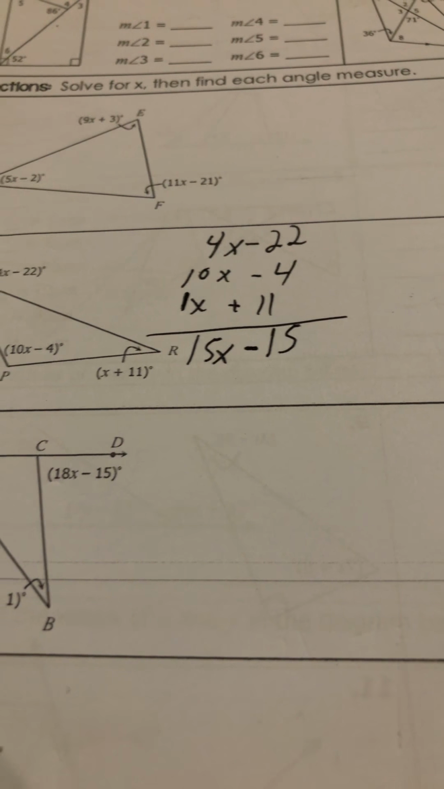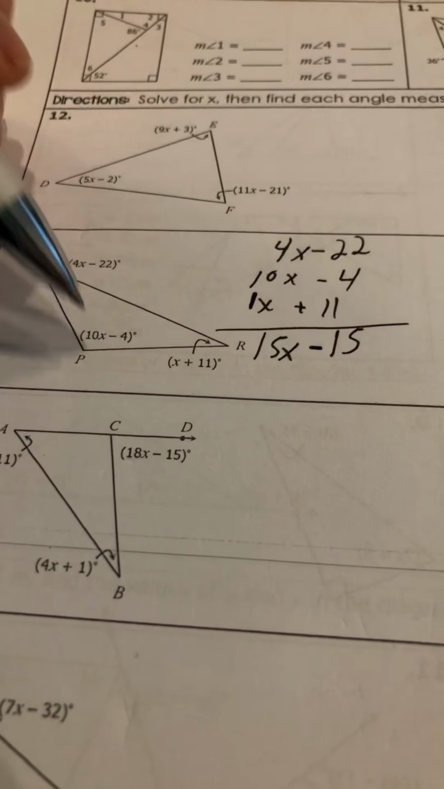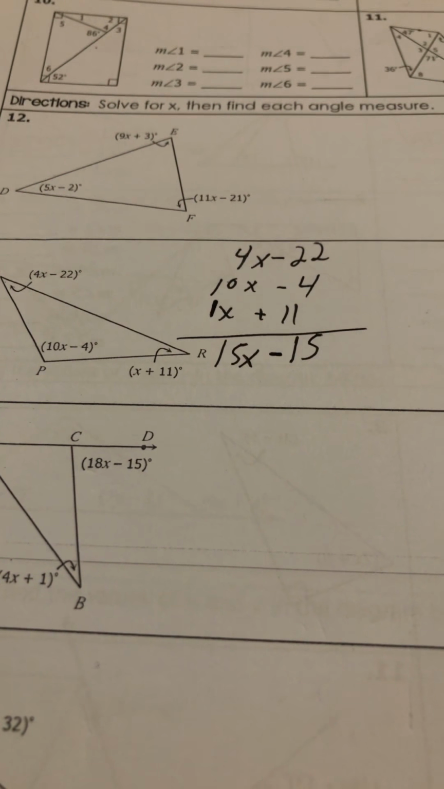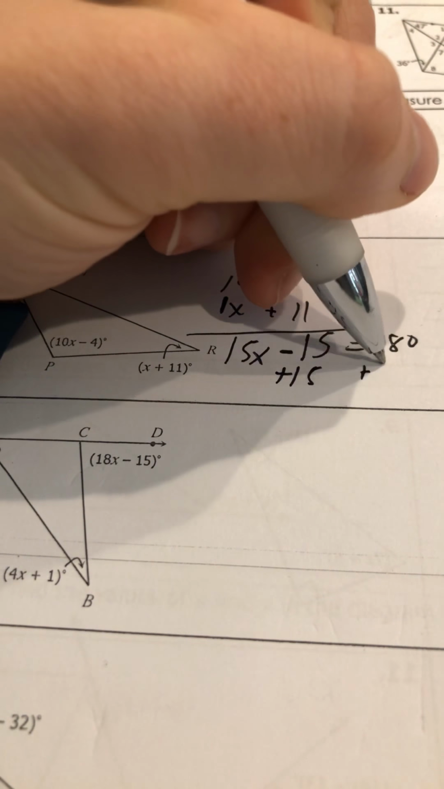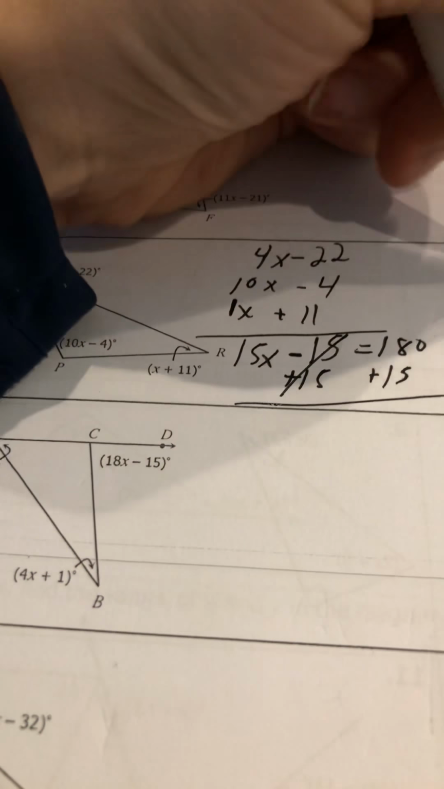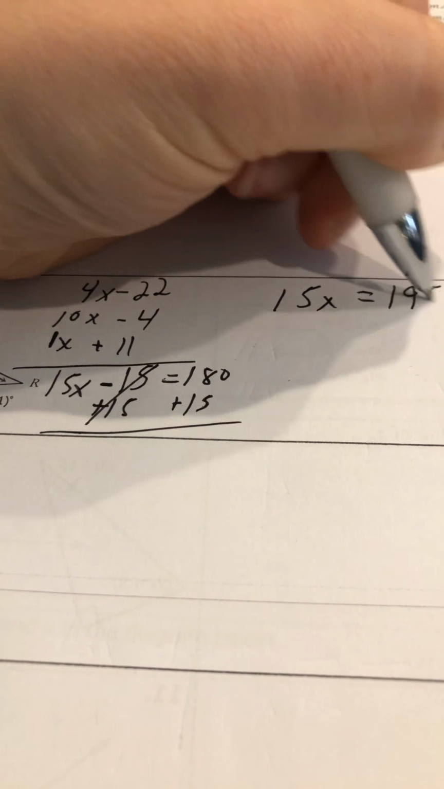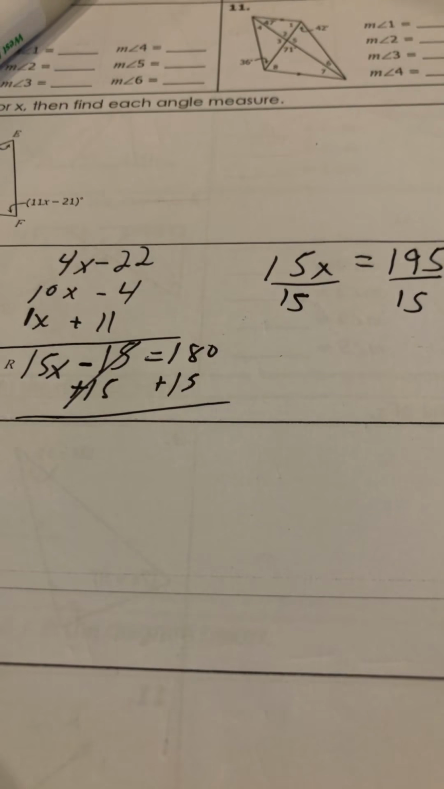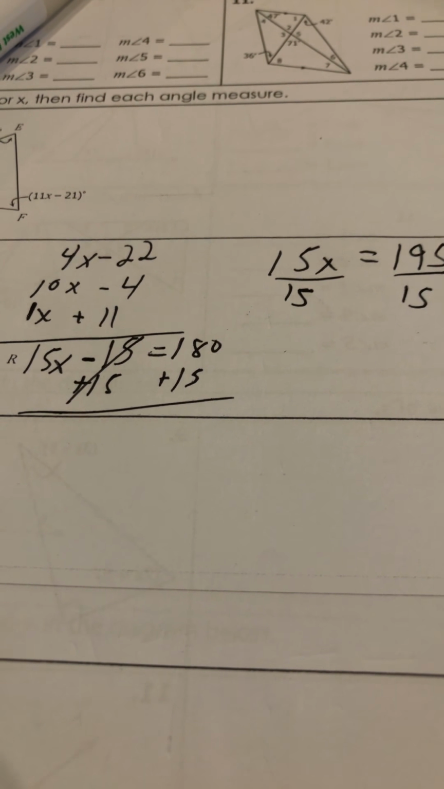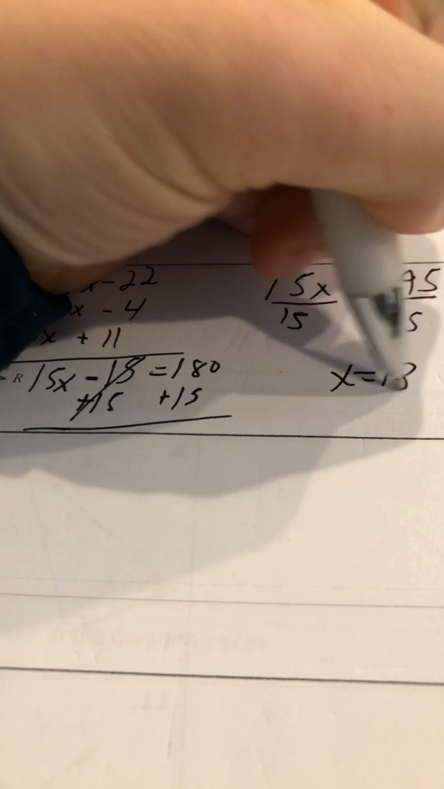I'm going to check myself on that one. Yep, negative 15. So all those angles added together, the sum of all of our angles should be 180 degrees. All right, so I'll add the 15 over first because I want to get rid of the constants. So we've got 15x equals 195 divided by 15, and 195 divided by 15 equals, yep, it's 13.